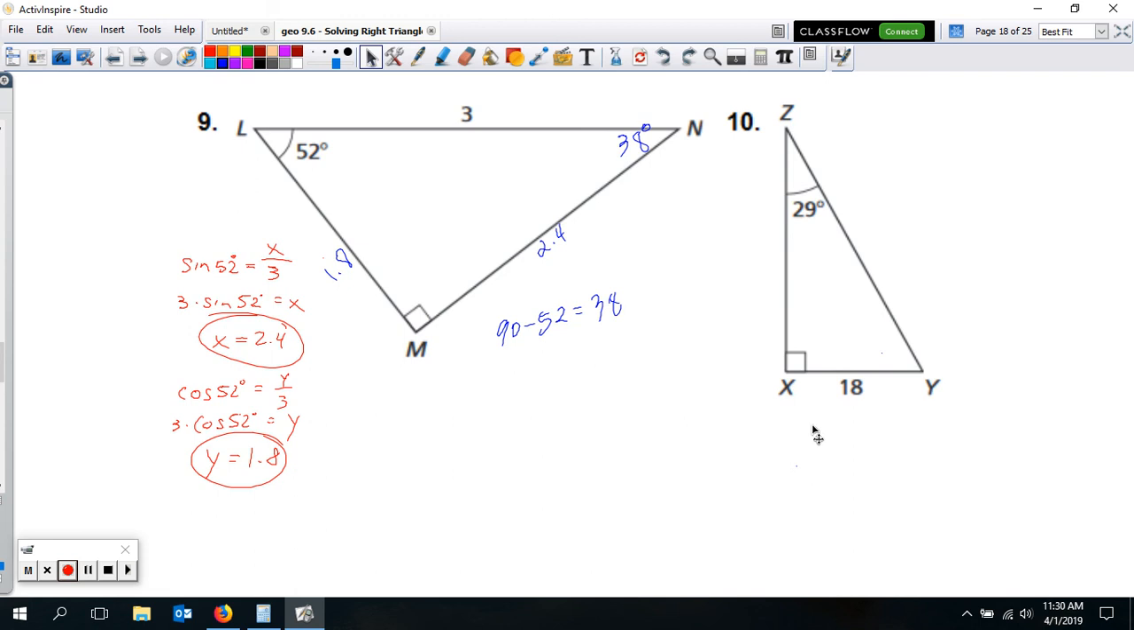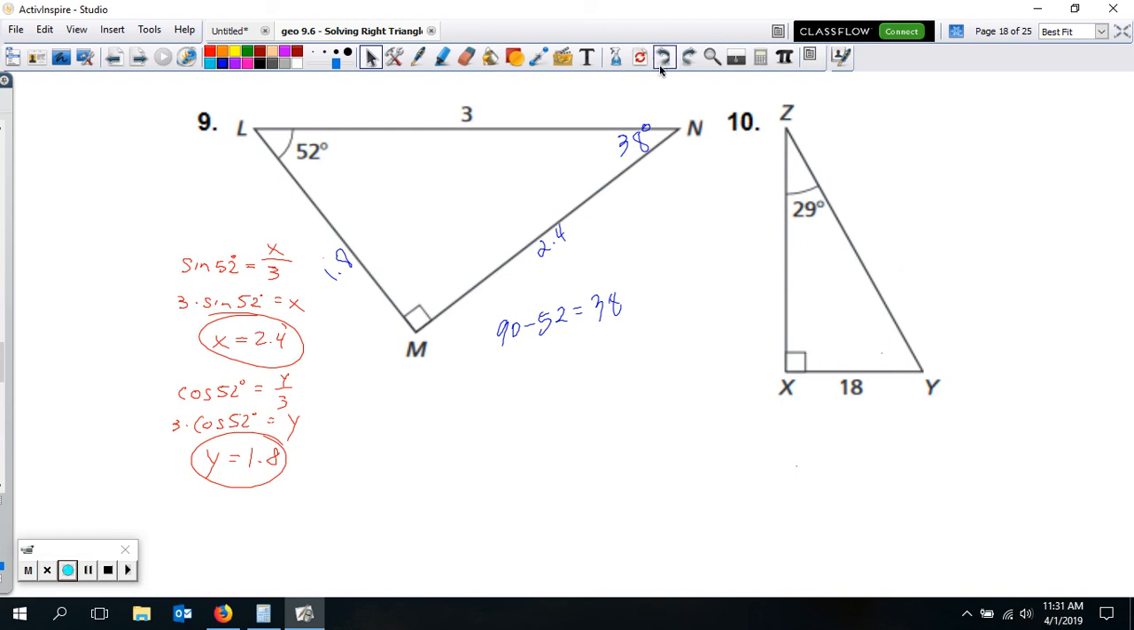Okay, so number 10, go ahead and try number 10 and see if you can do this one. Pause the video for a minute and try it. Figure out the angle measure first, then figure out the side measures, and then see if you get that right.